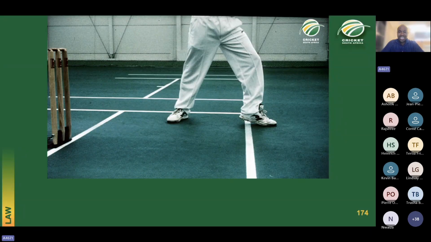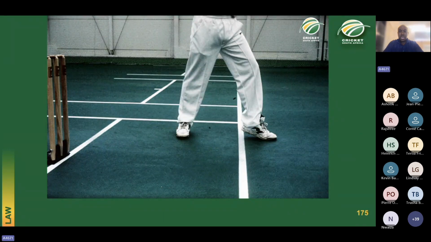Question to ask again, is there any part of the front foot, whether grounded or raised, behind the back edge of the popping crease? The answer is yes. There's probably about 2 centimeters raised behind the front edge of the popping crease. So this is not easy to judge, especially with your angle from behind the stumps at the bowler's end, but this is a fair delivery.